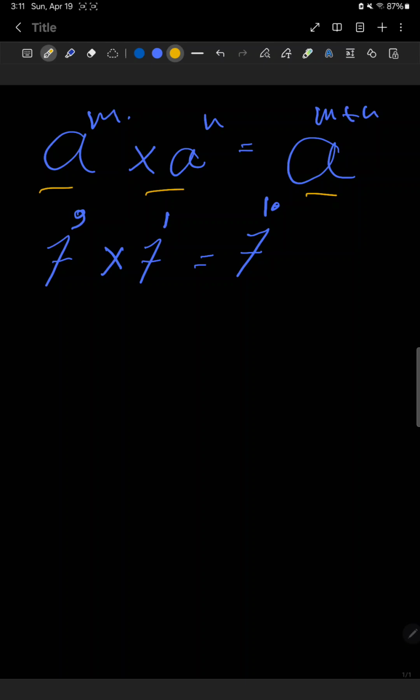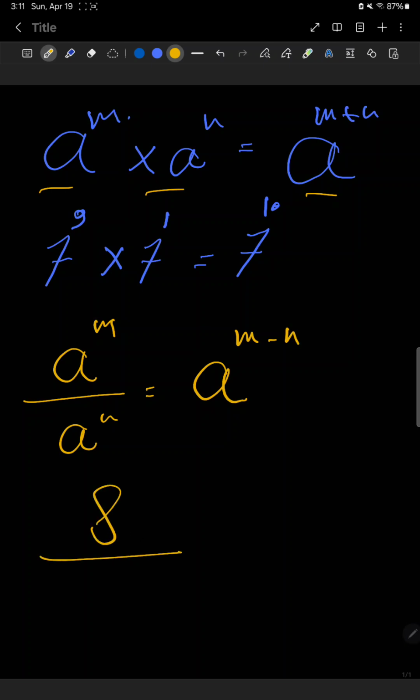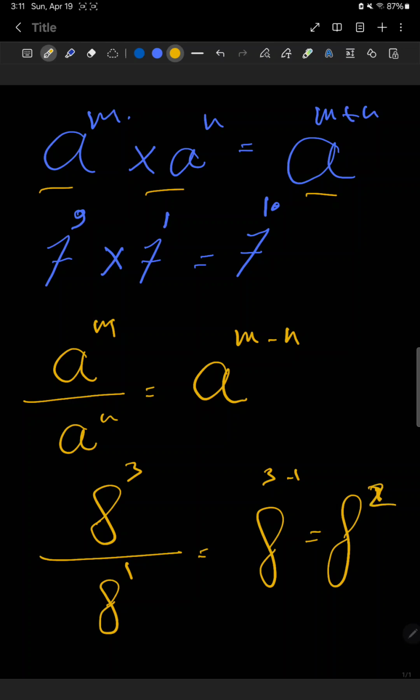Something else. If I have a to the power of m divided by a to the power of n, what's the solution? It would be a to the power of m minus n. For example, a to the power of 3 divided by a to the power of 1 equals a to the power of 3 minus 1, which is a to the power of 2. Okay? Another one which is very important. Those are very, very basics of math. Everybody dealing with math should remember them.